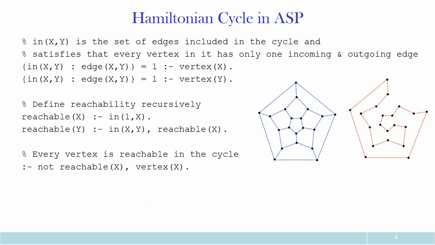Here is an example of the Hamiltonian cycle problem, represented in ASP. In xy represents that the edge xy is in the Hamiltonian cycle. The first two rules specify that for every vertex, there's exactly one incoming edge and one outgoing edge. Next, we designate some node 1 and say, if the edge 1x is in the Hamiltonian cycle, then it's reachable. Further, we make reachable a transitive closure. And this is the reachability condition. Lastly, we say that every vertex must be reachable. If you give this program to an answer set solver, it will find the Hamiltonian cycle.